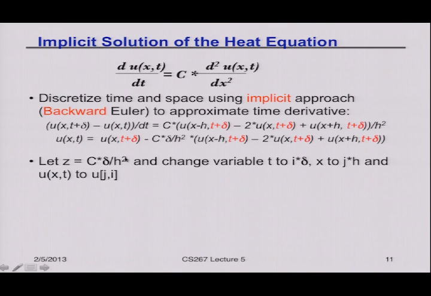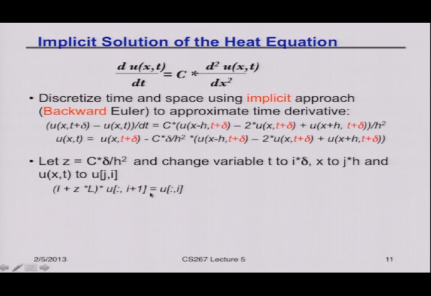So let me discretize it the way I did before. I'm going to change my continuous function, which depends on x and t, to this array. So x is going to be just j times the spacing, and i is going to tell me the time, so delta, 2 delta, 3 delta.